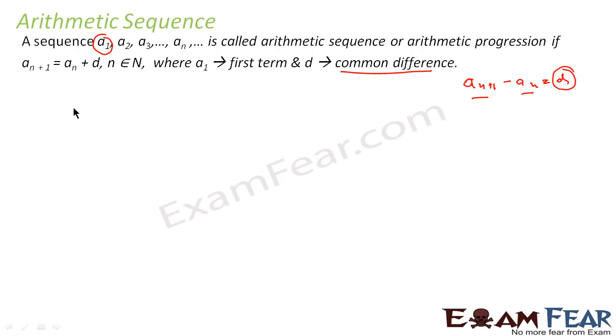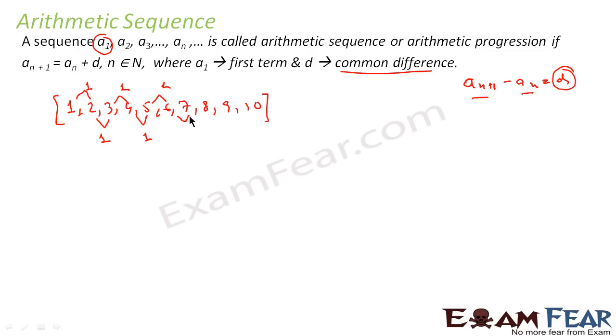Example, we'll take some examples. So we have 1 2 3 4 5 6 7 8 9 10. This is nothing but a sequence of the first 10 natural numbers. If you see here, the difference between 1 and 2 is 1, between 2 and 3 is 1, 3 and 4 is 1, 4 and 5 is 1, 5 and 6 is 1, 6 and 7 is 1, 7 and 8 is 1, 8 and 9 is 1, 9 and 10 is also 1. So the difference between any two consecutive numbers is constant. So this is called an arithmetic sequence.